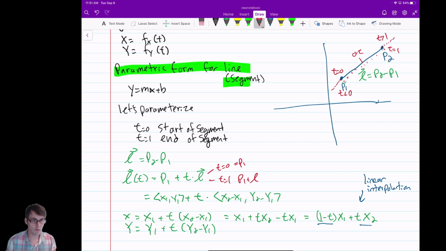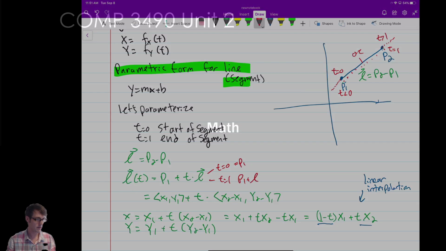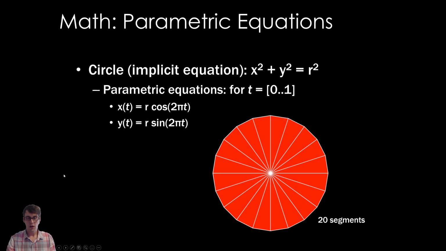Let me show some slides. All right. So here's an example of another parametric equation. This is a circle. Give me a second.